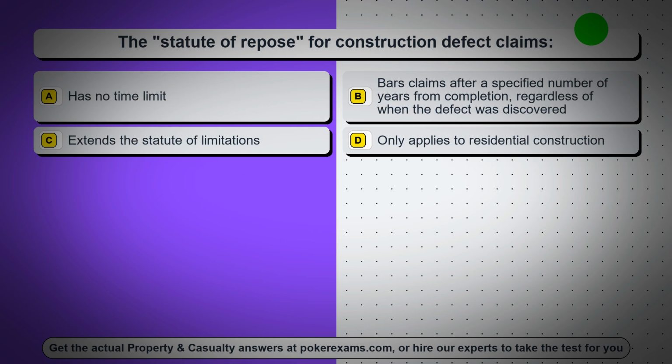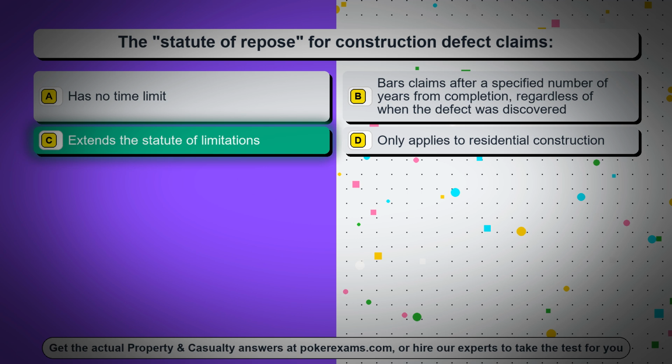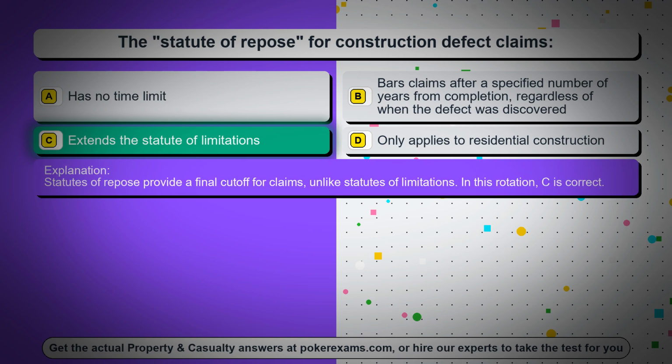Question 31. The statute of repose for construction defect claims. Option A. Has no time limit. Option B. Bars claims after a specified number of years from completion, regardless of when the defect was discovered. Option C. Extends the statute of limitations. Option D. Only applies to residential construction. The correct answer is option C. Extends the statute of limitations. Statutes of repose provide a final cutoff for claims, unlike statutes of limitations. In this rotation, C is correct.